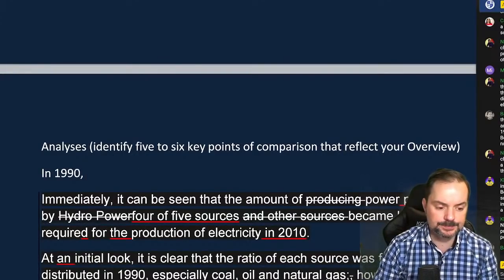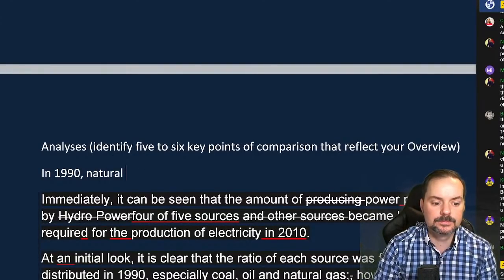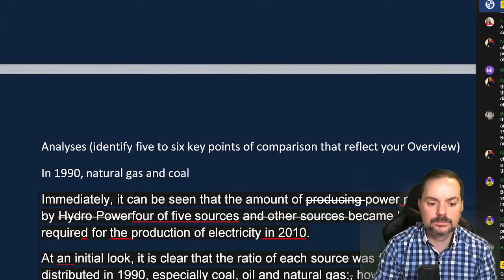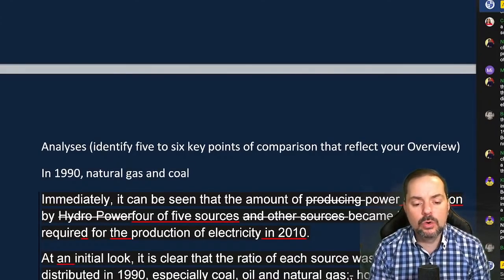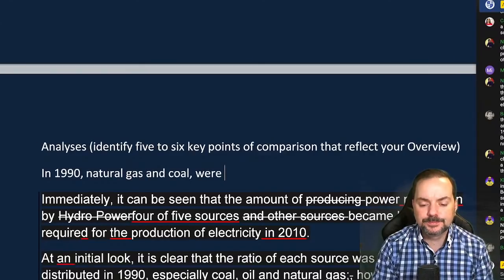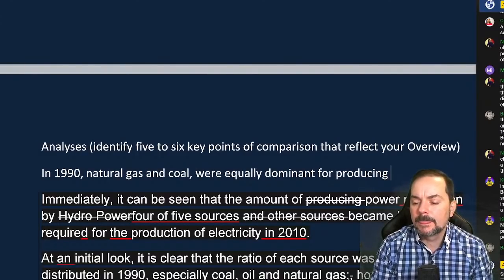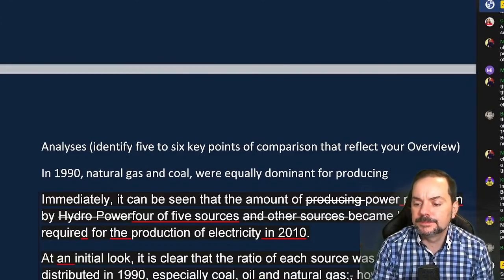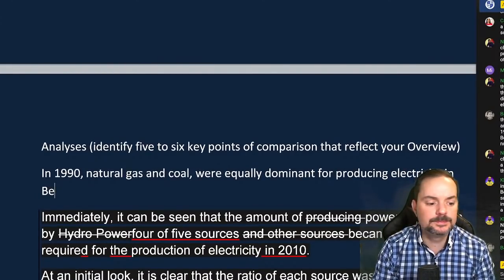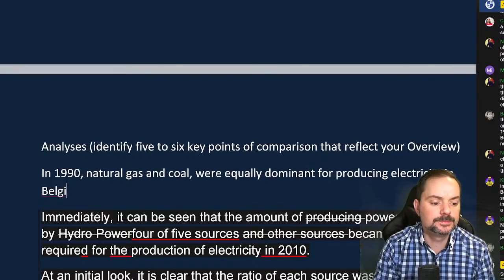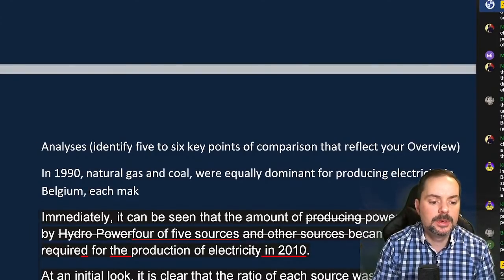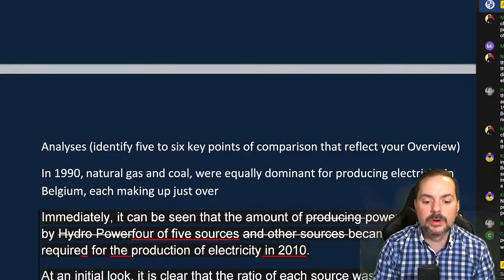Okay, so natural gas and coal were equally dominant for producing electricity in Belgium. Each making up just over a quarter of the total.